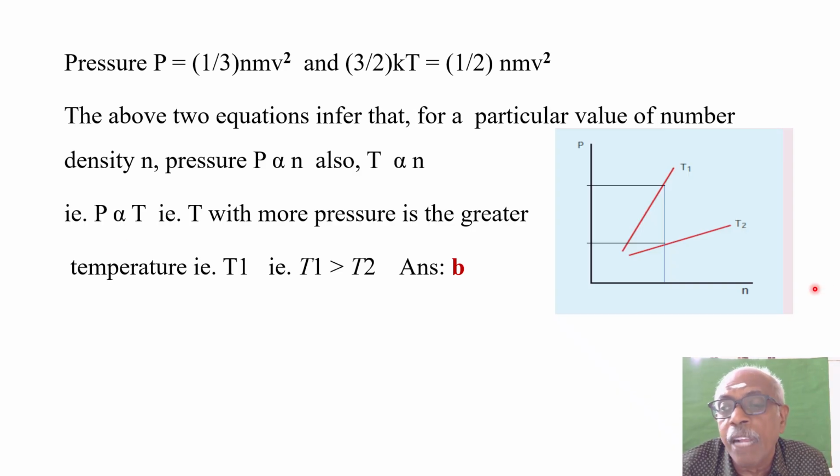So you look at this graph now. For a particular value of number density n, you are having various values of n here. You consider this value n. So you draw a line parallel to the y-axis. So this is greater pressure and you'll have greater temperature because P is directly proportional to temperature T. And this is a lesser pressure and the temperature must also be less. Okay. So it means T1 is greater than T2.